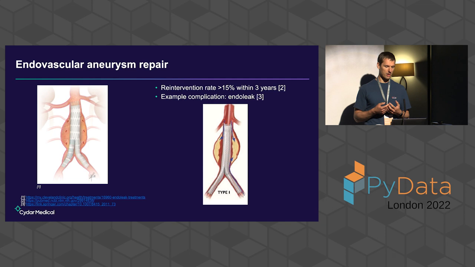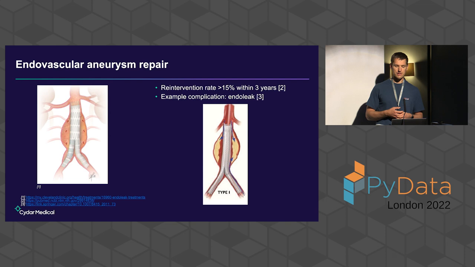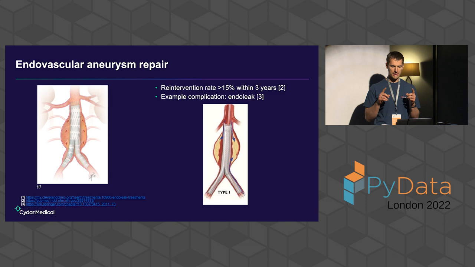But this procedure does not come without risks, and according to some studies, there is more than a 15% chance of a patient coming back into the operating theater within 3 years after the initial procedure. To give you an example of what can go wrong, an endoleak is a complication where the seal between the device and the aortic walls is not good enough, and there's still some blood flowing into the aneurysm, and it's still expanding. So a patient will be monitored after a procedure, and if the doctor sees that the disease is still there and still expanding, they'll try to do another procedure.